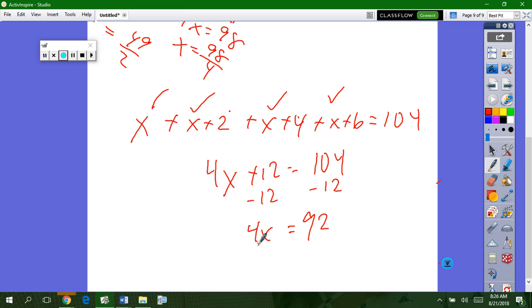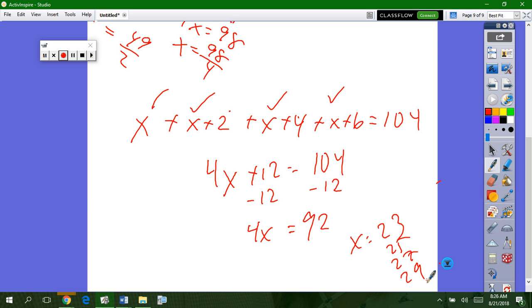I can go into there 23 times. So that's my first odd number. What's my next odd number? 25, 27, 29. Which would be my 4 consecutive. Right? You guys know? Yes, ma'am.